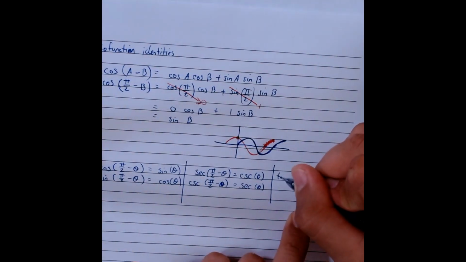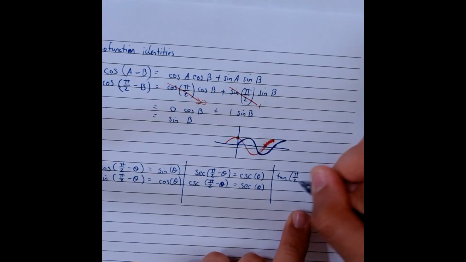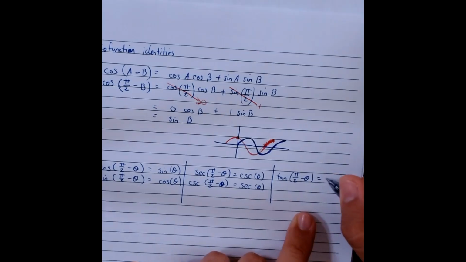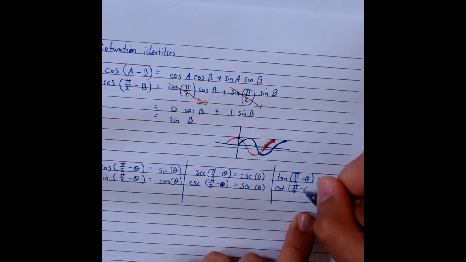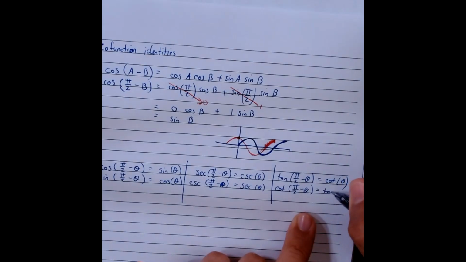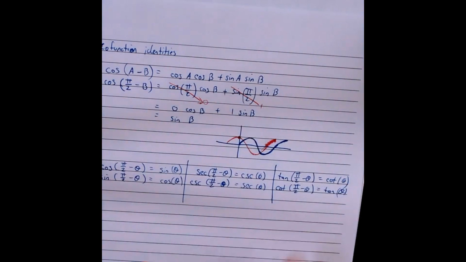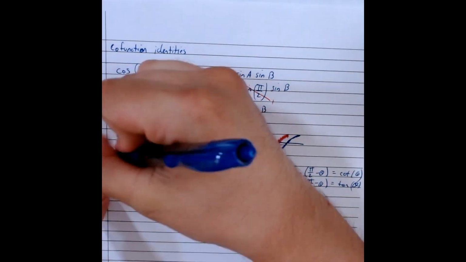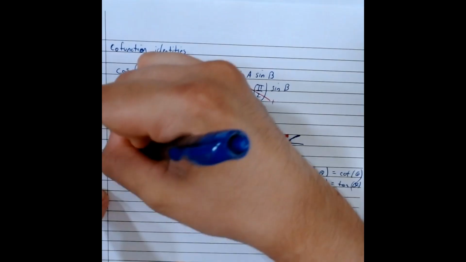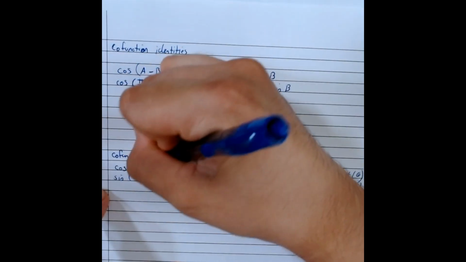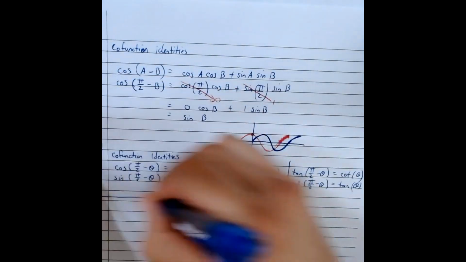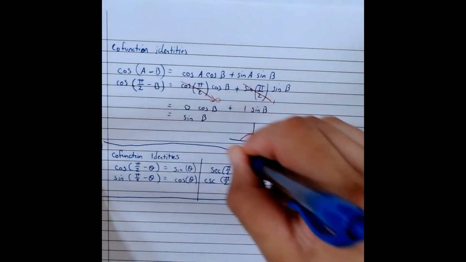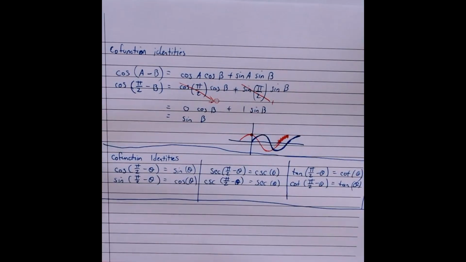If I have the tangent of pi over 2 minus theta, that's equal to the cotangent of theta. Or if I have the cotangent of pi over 2 minus theta, that's equal to the tangent of theta. And these are the so-called cofunction identities. Just like that.